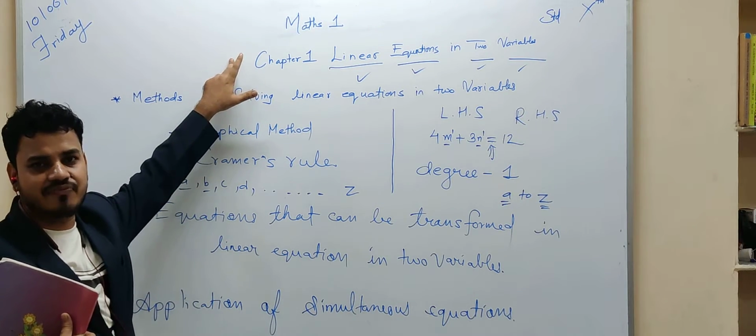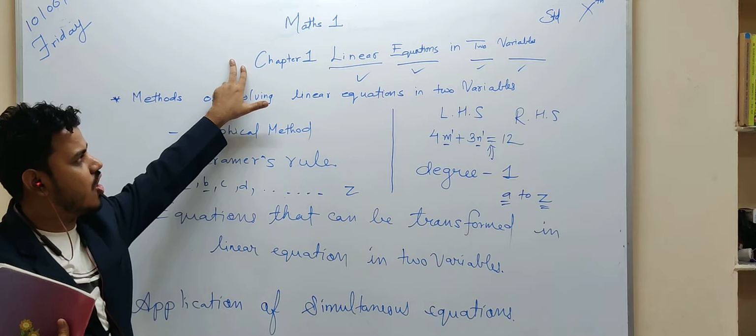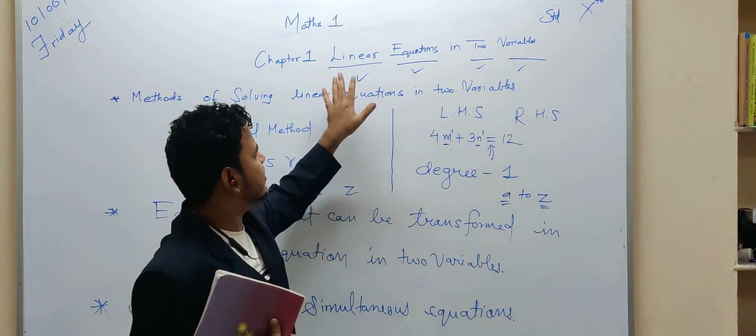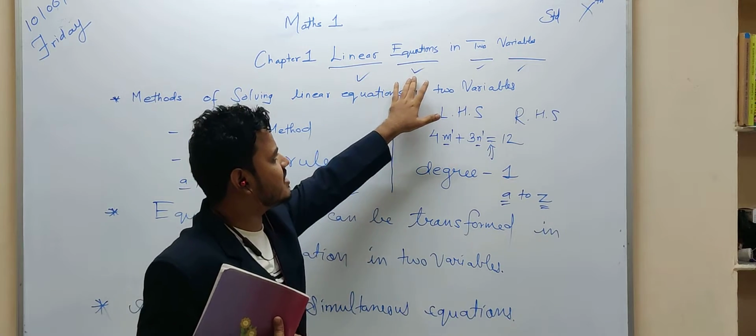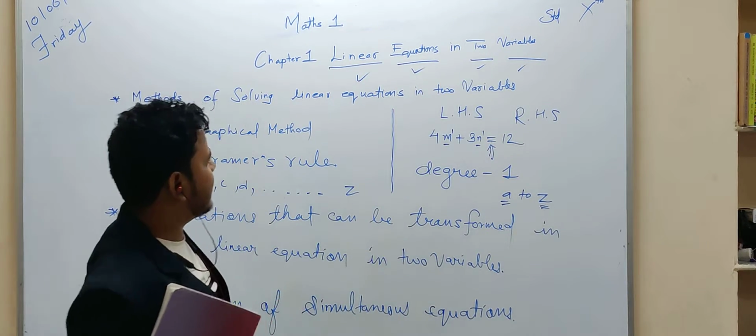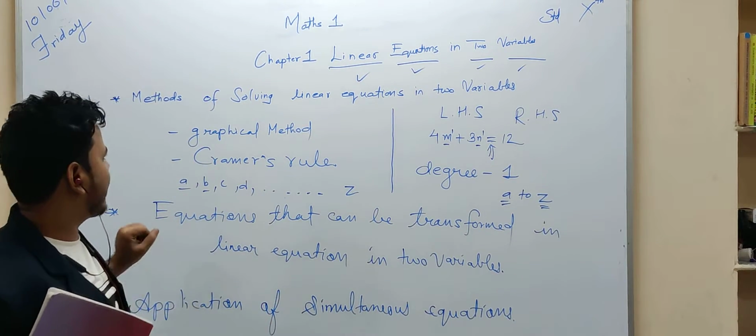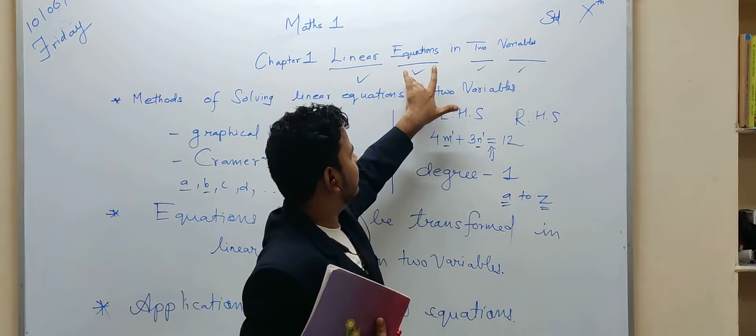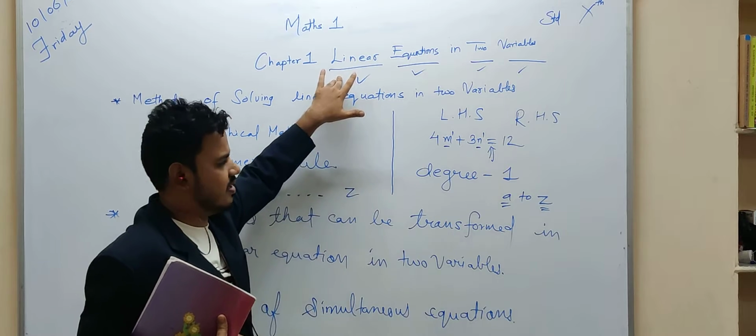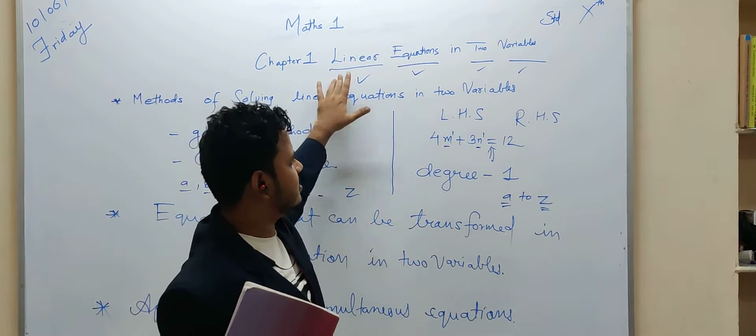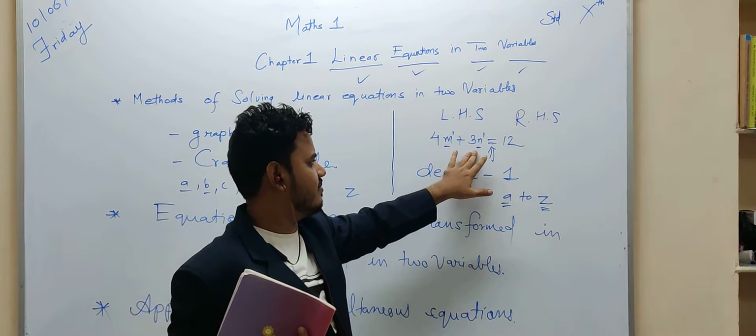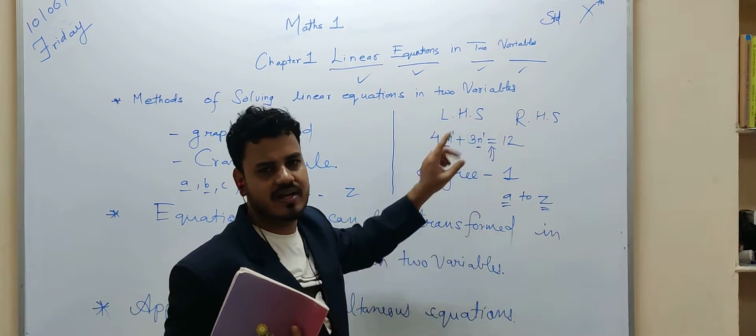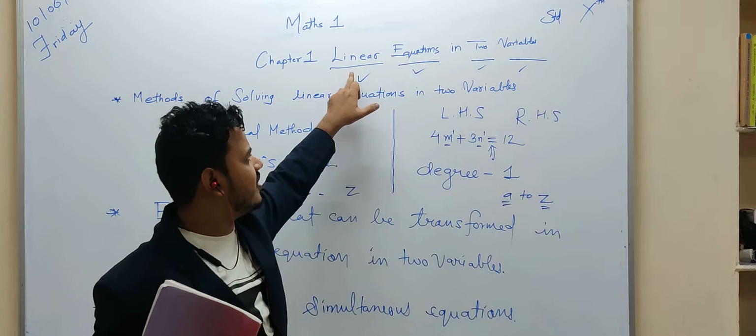So today we will start with chapter number 1 of Maths 1 of standard 10. The name of the chapter is linear equations in two variables. Linear equation in two variables. Okay, what is the meaning of linear? Linear means an equation in which the variable has degree 1. Degree 1. That is the meaning of linear.